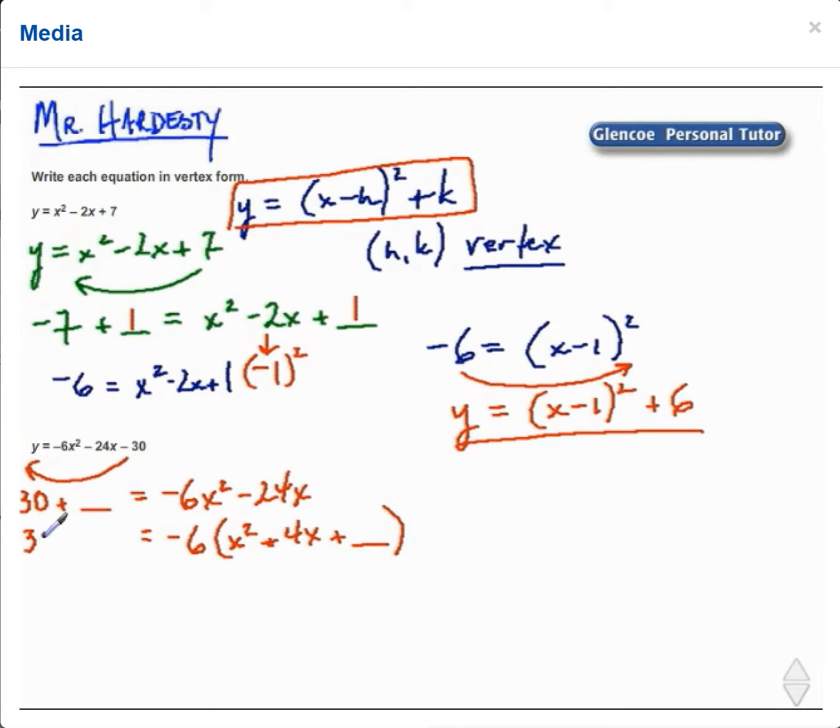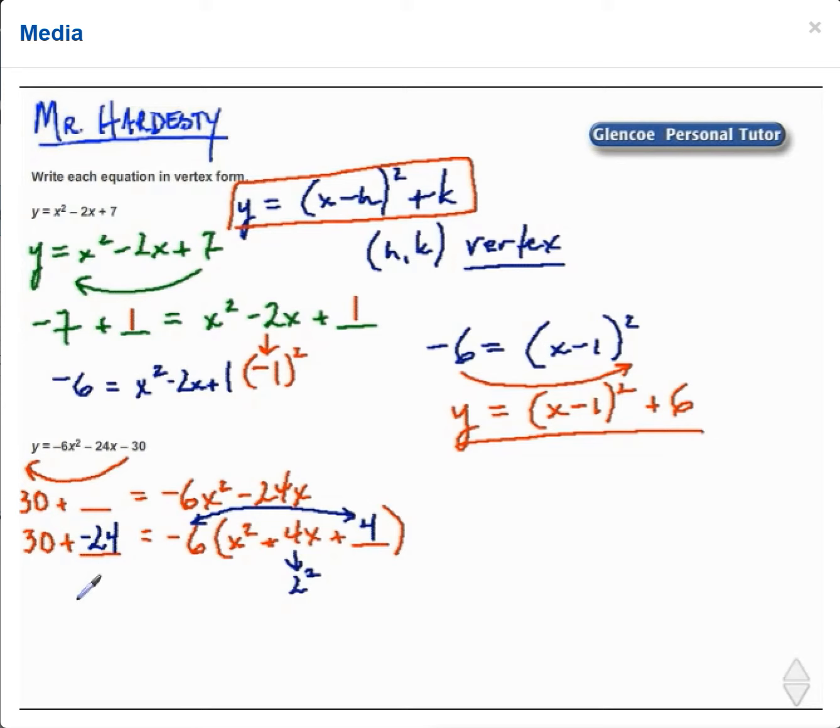Let me recopy the other side, 30 plus blank. Half of our linear term is positive 2, and 2 squared is 4. So we're adding 4 to build this trinomial. To the other side, we're ready to write down 4. However, we have factored out negative 6, which really means negative 6 times 4, or negative 24, that we'll put with our constant on the left side.